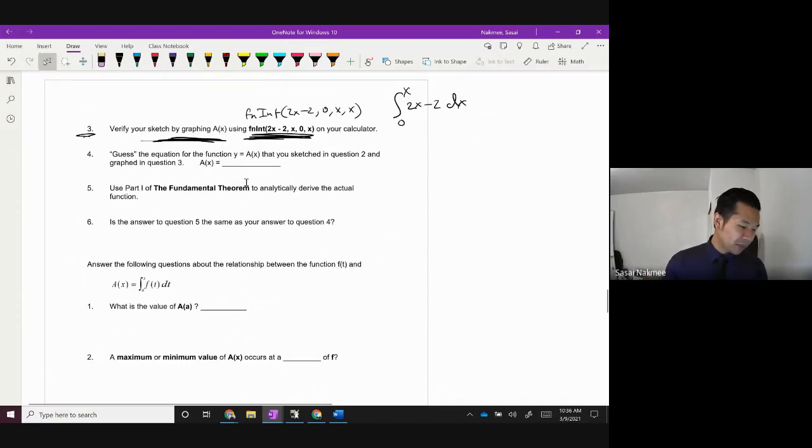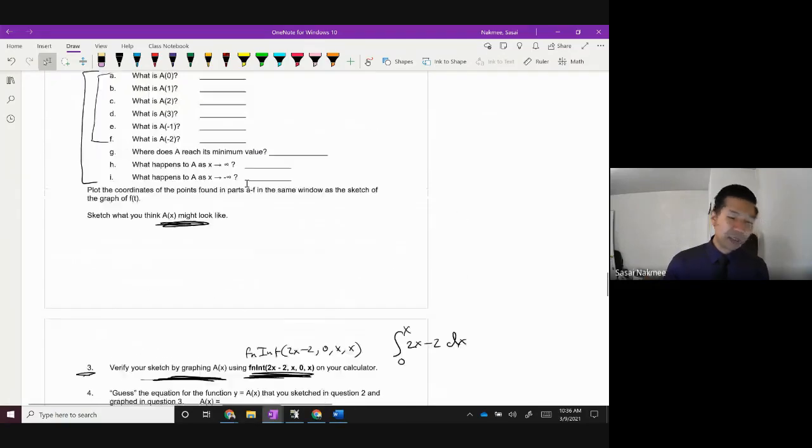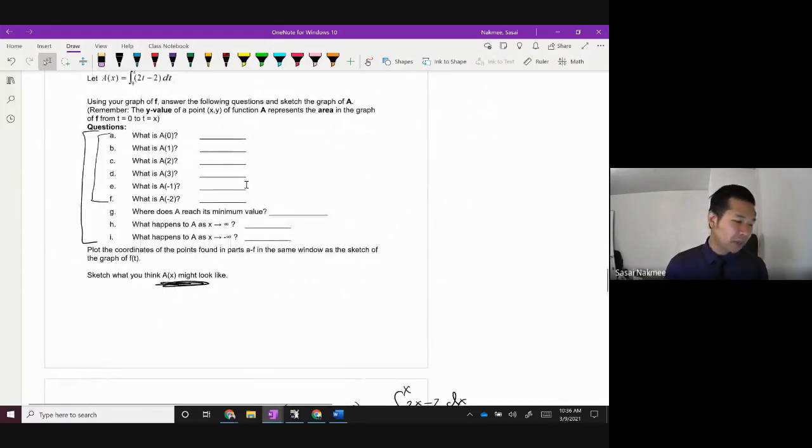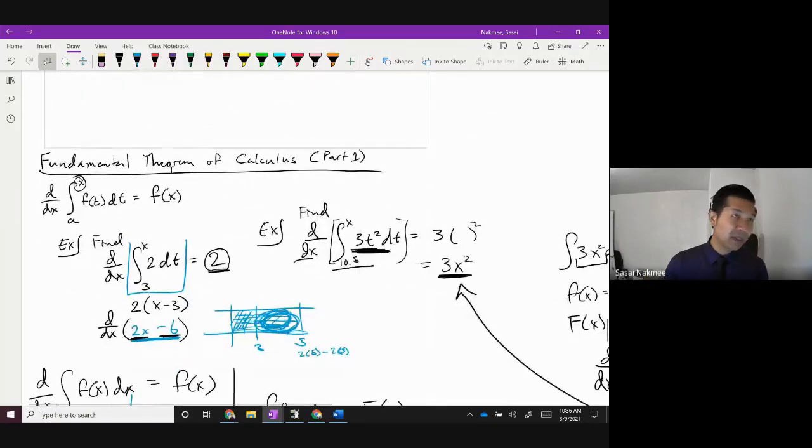If you can't answer some of them, let me know which ones you can't. But I want you to try all these. So that's going to be your homework. Finish off this worksheet. You should be able to submit this now. And that's going to be it for today, guys. We'll continue up with the fundamental theorem of calculus on Thursday.